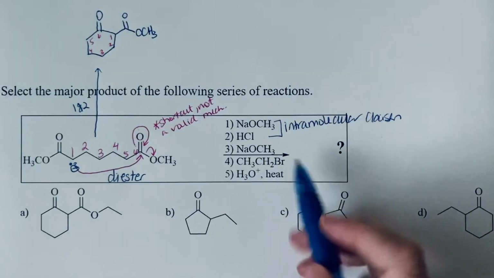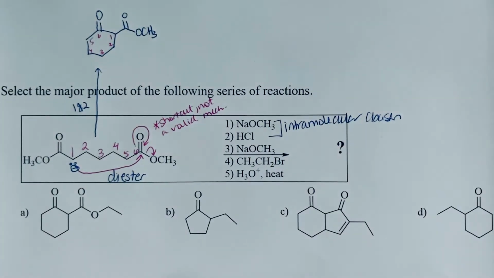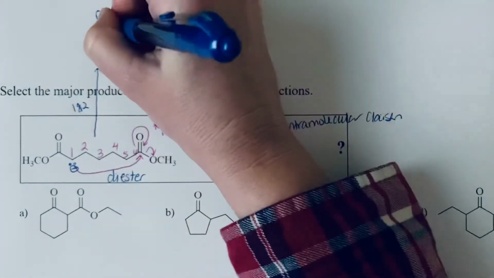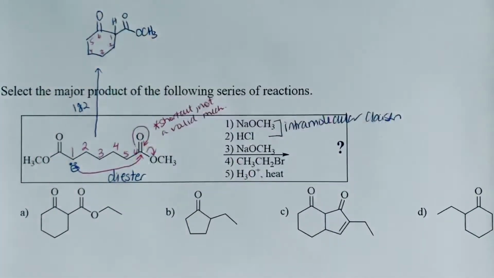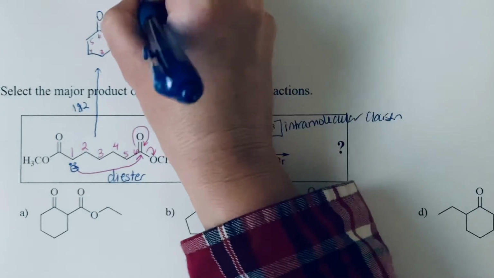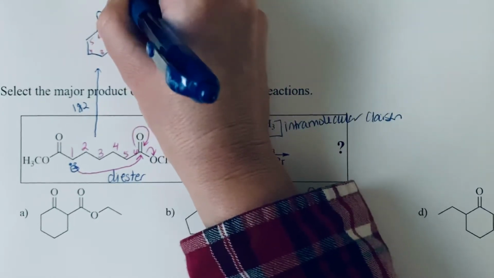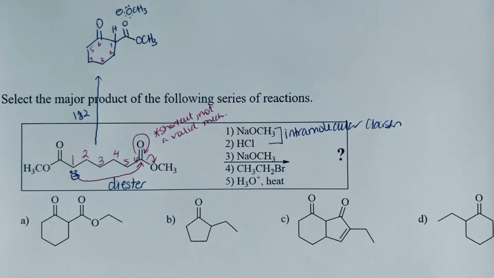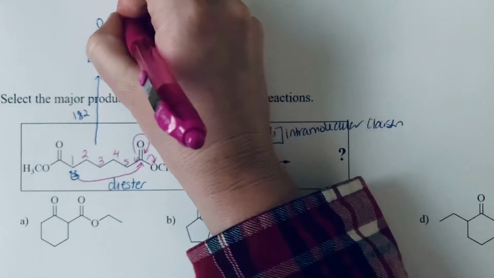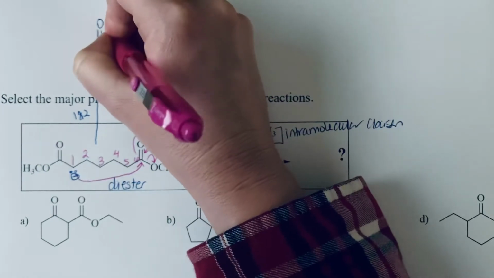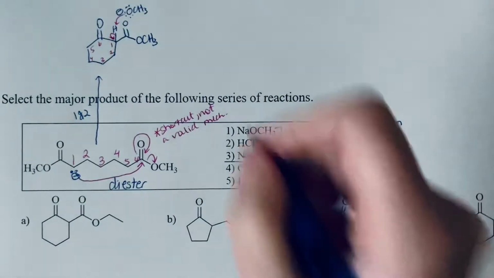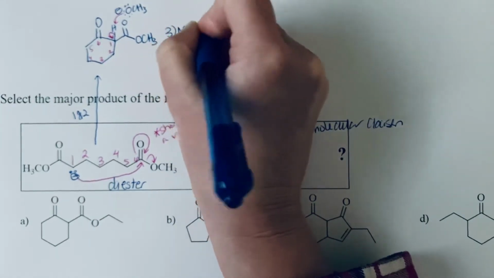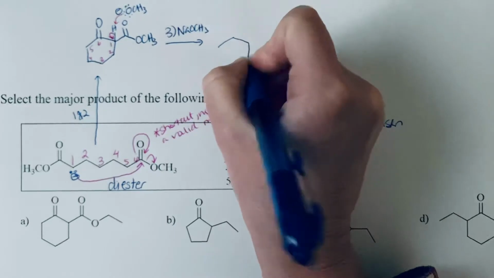And so in our next step, we're again treating this with a base. So we're going to deprotonate the most acidic hydrogen in the molecule, which will be the hydrogen that is in between those two carbonyls. So another equivalent of base will be added, and this will be removing that most acidic hydrogen. So now we're forming another enolate. So this is after step 3, adding more of that sodium methoxide. So we can go ahead and draw that enolate.